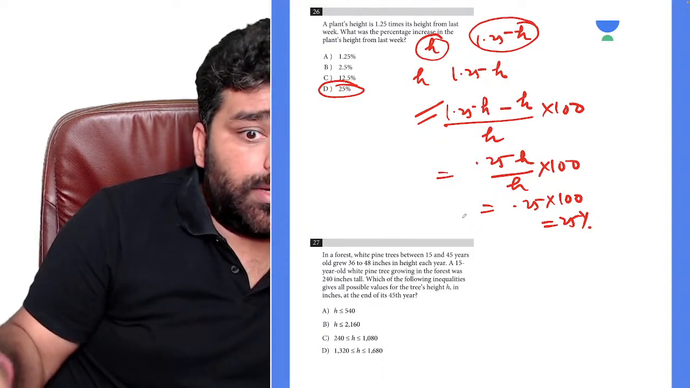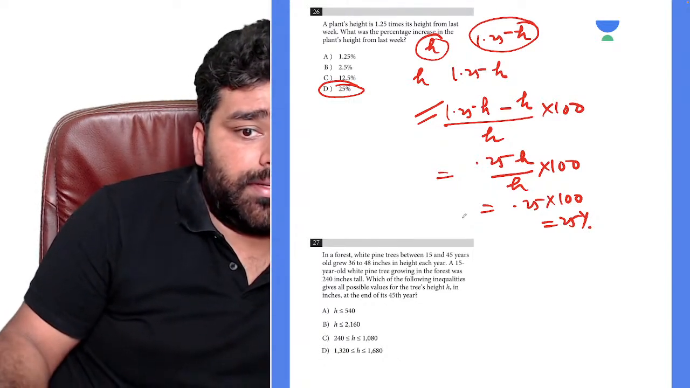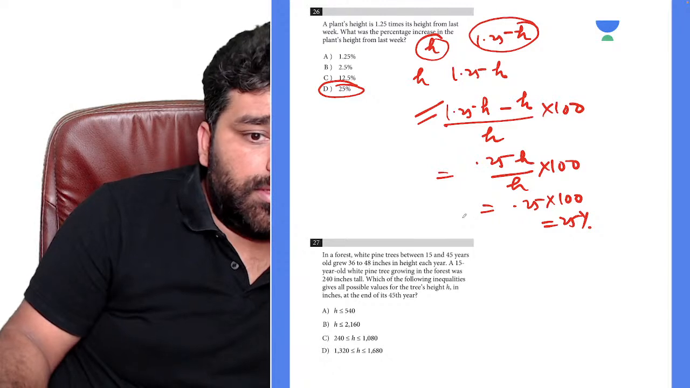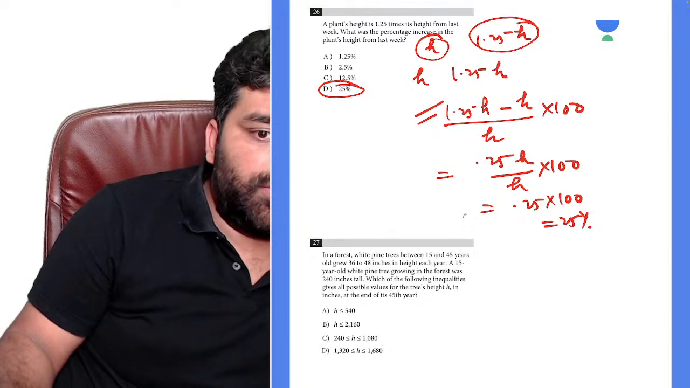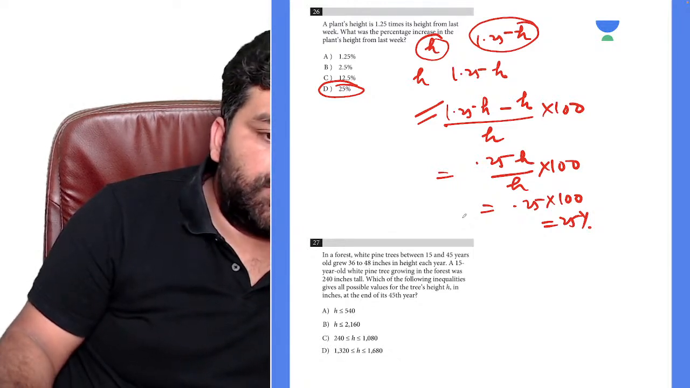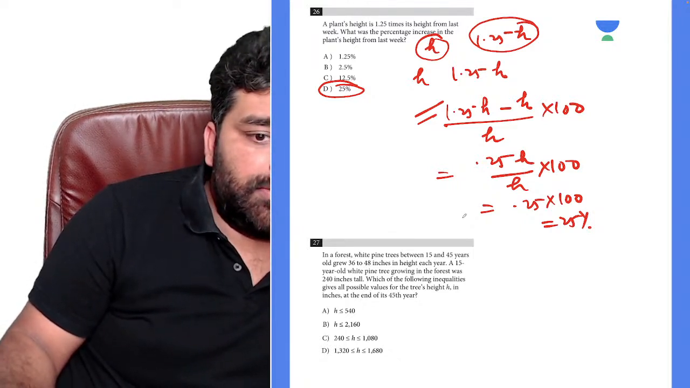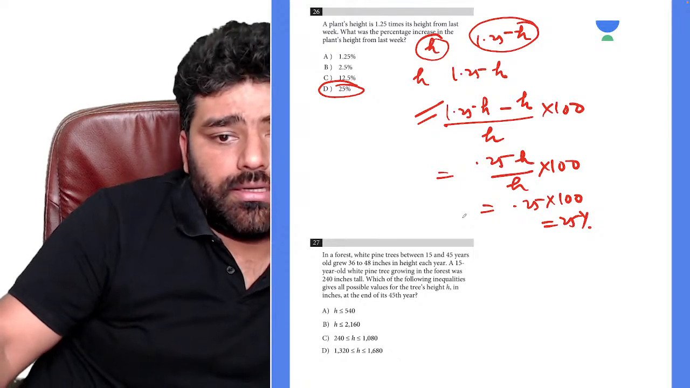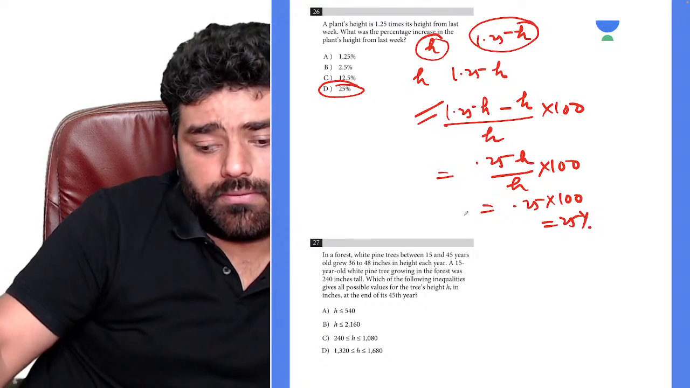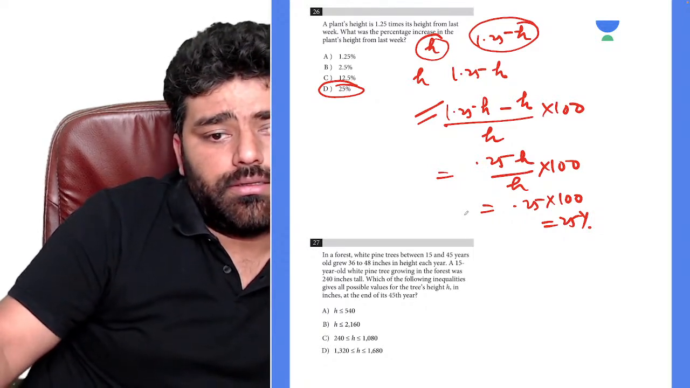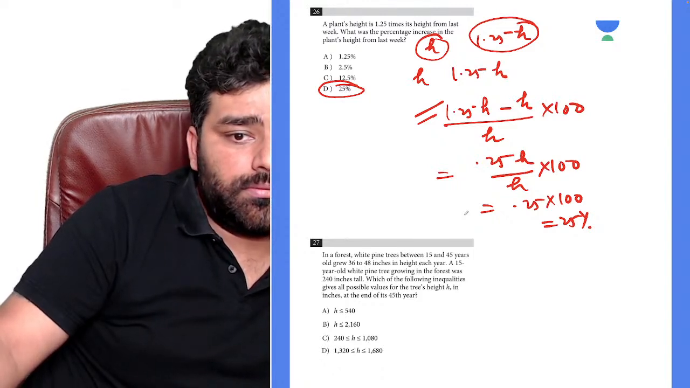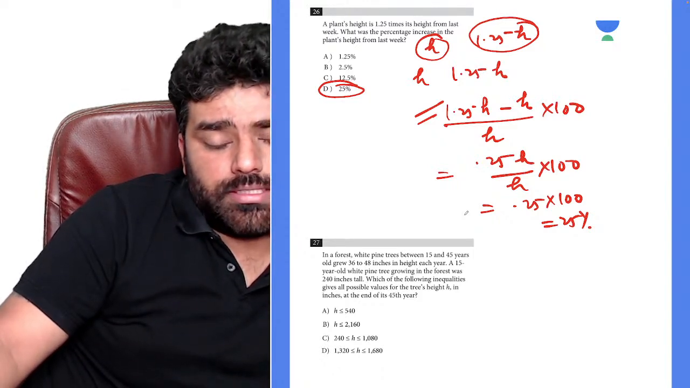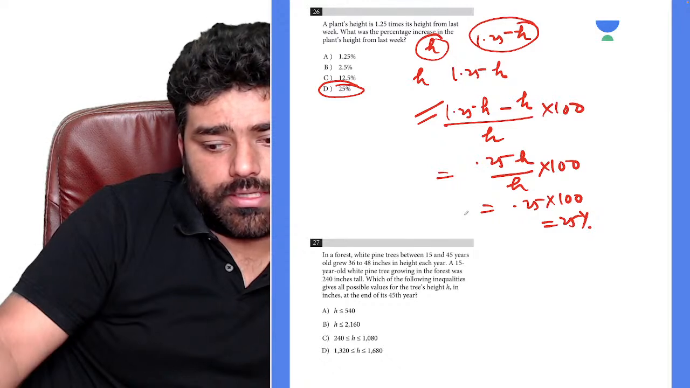So in a forest, white pine trees between 15 and 45 years old grew 36 to 48 inches in height each year. A 15-year-old white pine tree growing in the forest was 250 inches tall. Which of the following inequality gives the possible height of the tree at the end of the 45 years? What do we need to find there? What will be the height, and what is given to us? It increases 36 to 48, right?